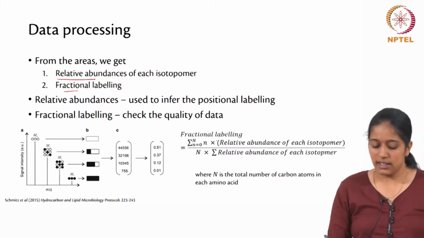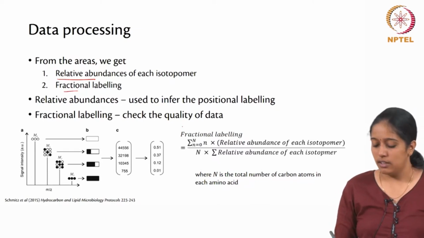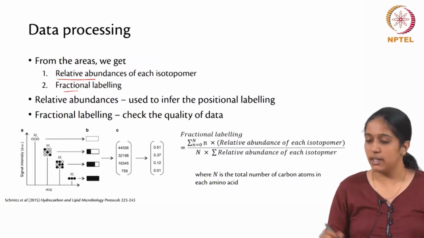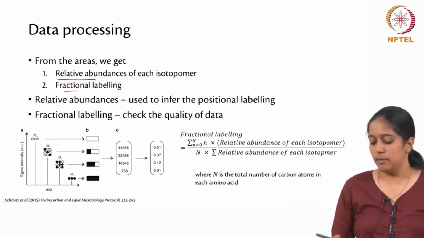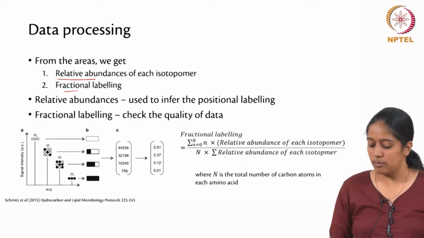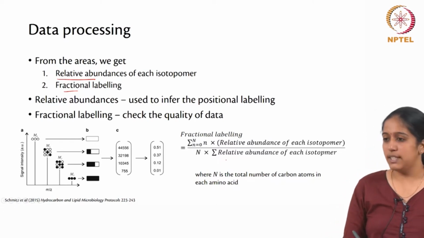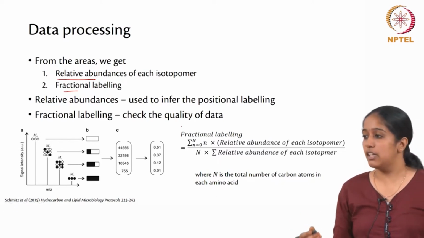So, fractional labeling is nothing but the relative abundance of each isotopomer multiplied by the number of carbon atoms, divided by the total number of carbon atoms times the sum of all of it. So, this is the formula for calculating the fractional labeling, and this is basically used to check the quality of the data that you have.